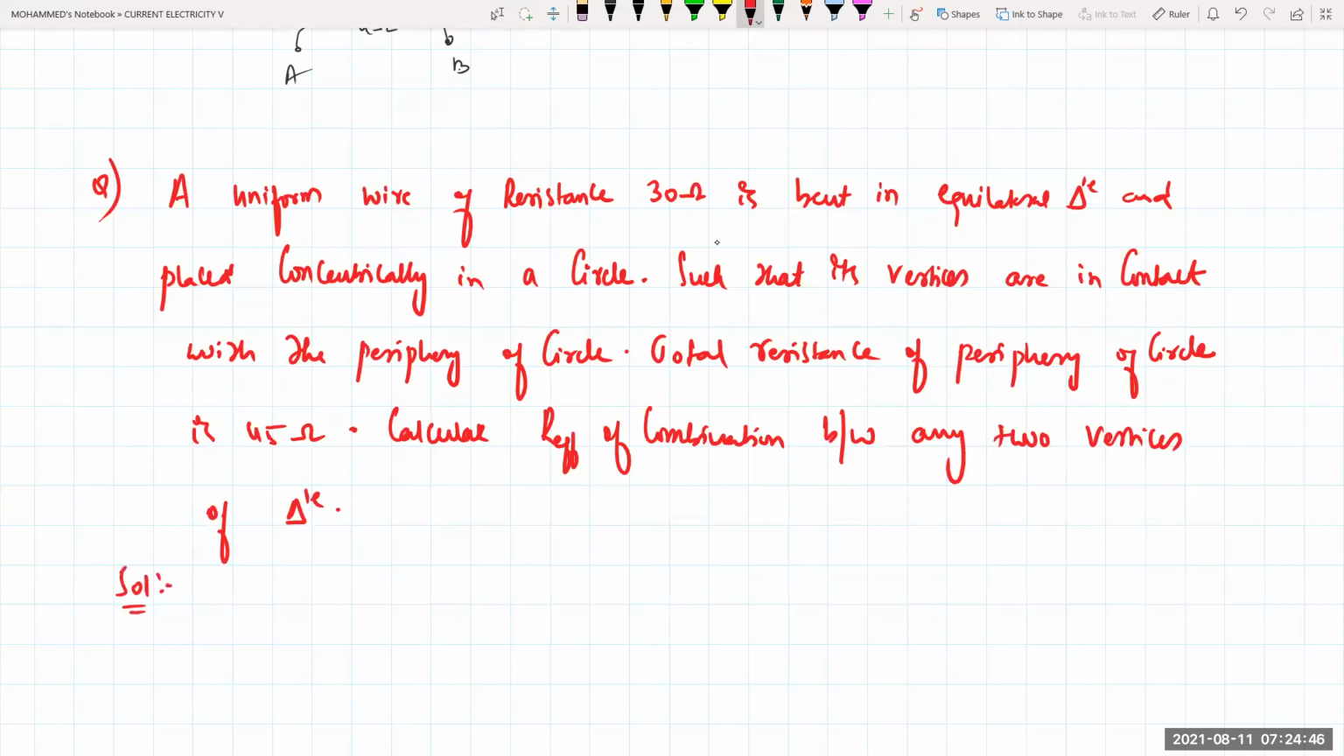Try and let me see how many of you can use your brain cells. Just try to understand the question carefully. A uniform wire of resistance 30 ohm is bent in equilateral triangle and placed concentrically in a circle such that its vertices are in contact with the periphery of the circle, only vertices. The total resistance of the periphery of the circle is 45 ohms. Calculate the R effective of the combination between any two vertices of the triangle.